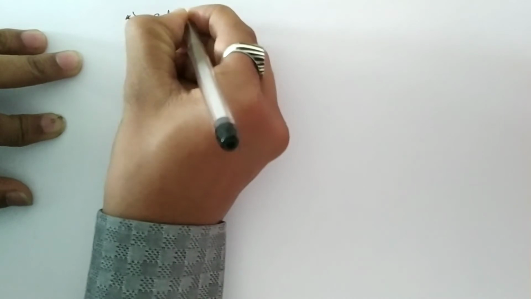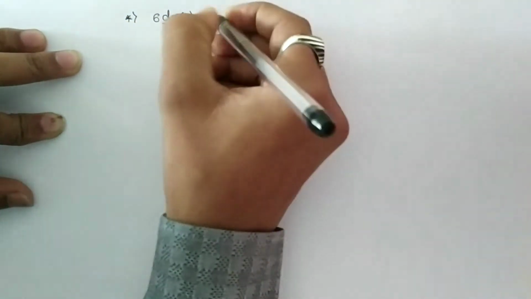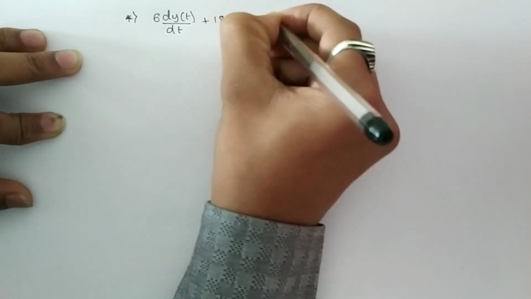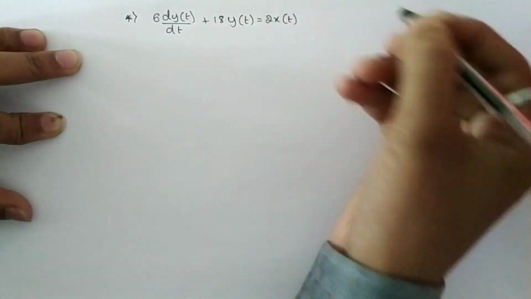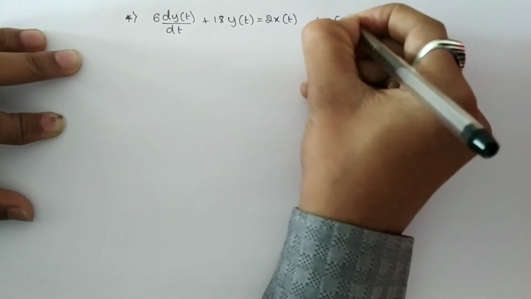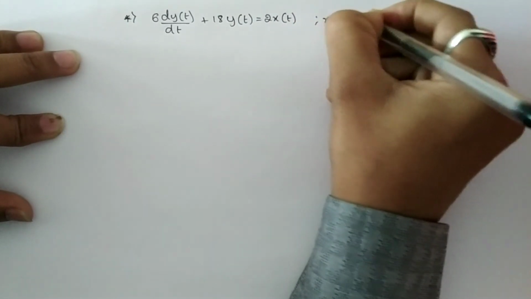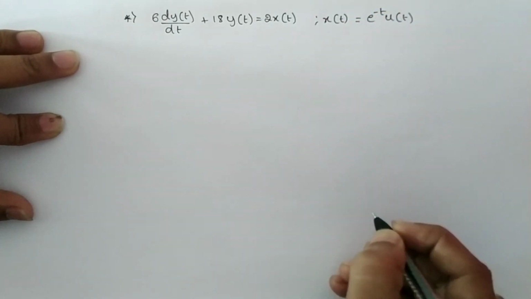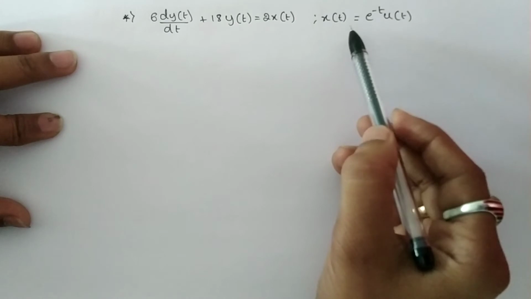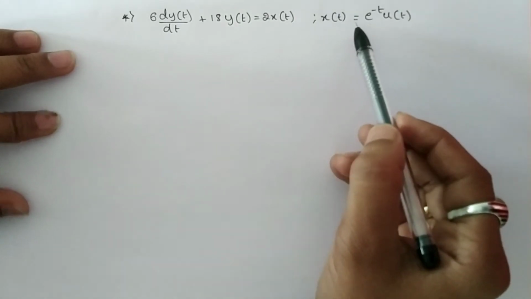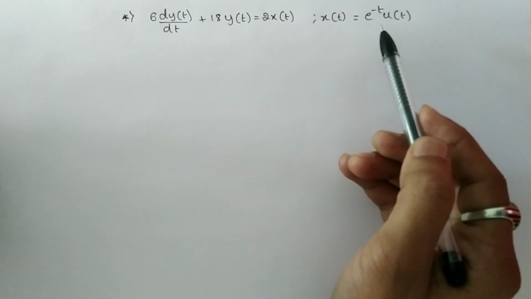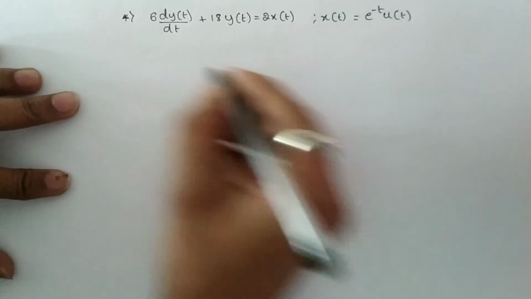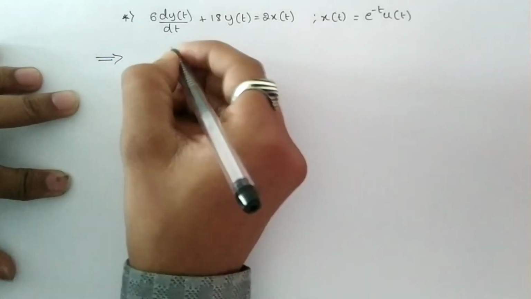6 times dy of t by dt plus 18y of t is equal to 2 times x of t, where in this case the input x of t is equal to e power minus t into u of t. I am taking the same problem, only the input is replaced. The previous problem input was 2 times u of t, and here it is replaced by e power minus t into u of t. Let us start the solution.